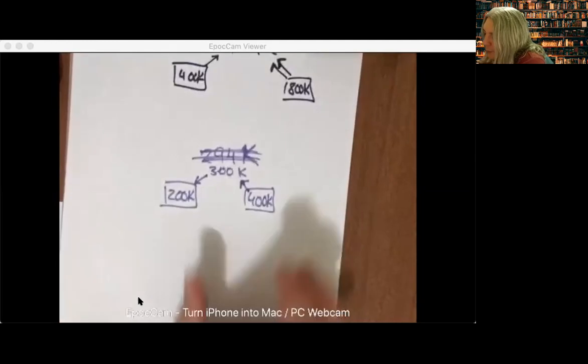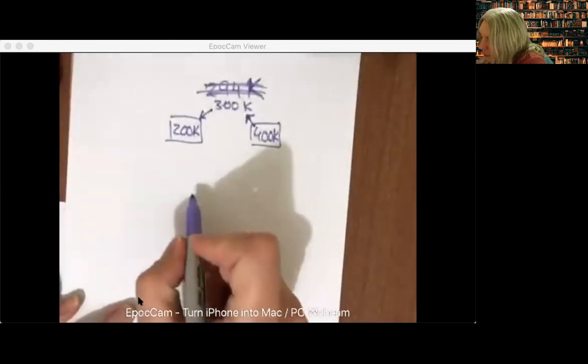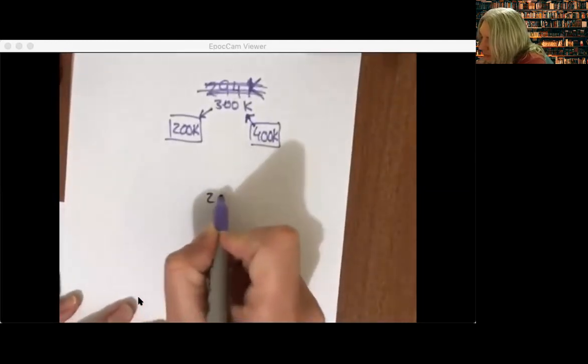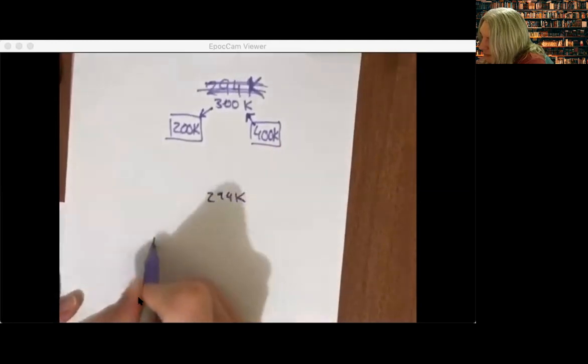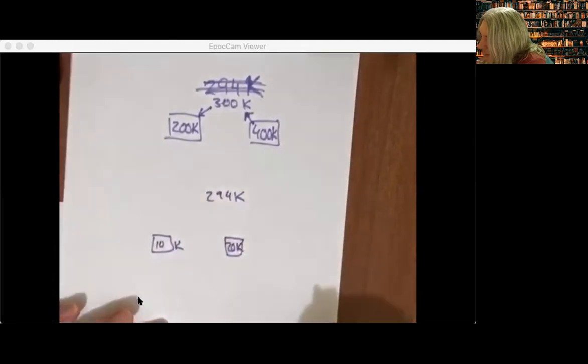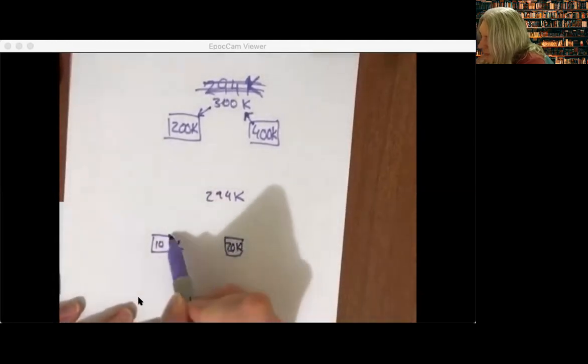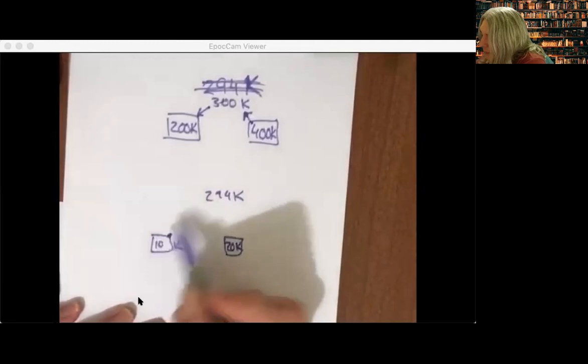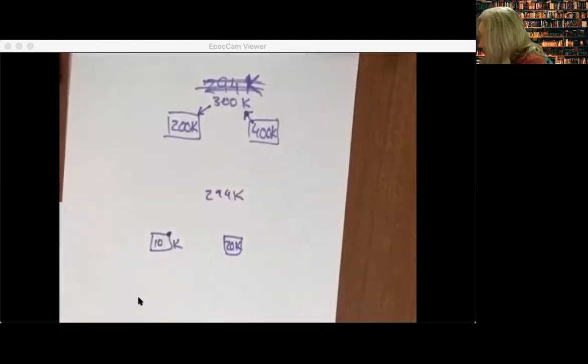And then if they were both colder than the environment, so if we had 294 Kelvin, and then we had 10 Kelvin and 20 Kelvin, now this one would have a greater net heat flow rate because it is further away from the environment temperature.